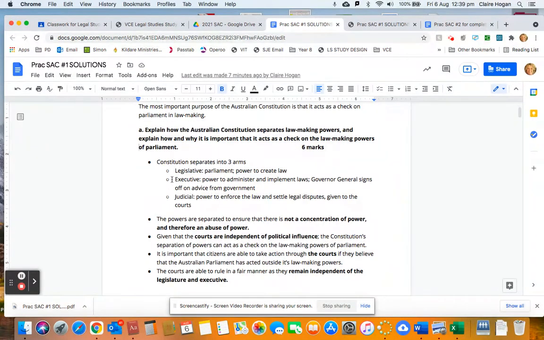The second arm is the executive. It has the power to administer and implement laws, and that's the Governor-General signing off on those laws on the advice of the government. And the judicial arm is the power to enforce the law and settle any legal disputes about the law, and that's the courts. So that's your first part.